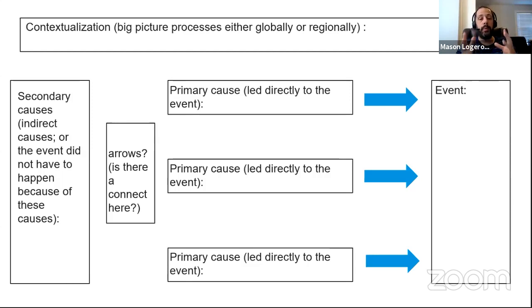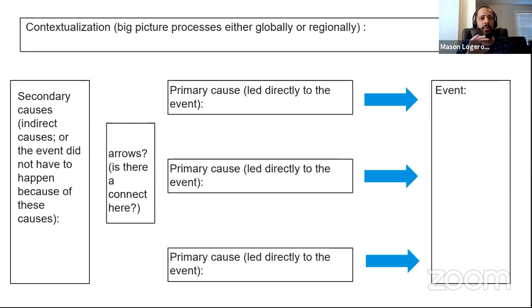Okay, below that, you have primary causes. Primary causes are the things that directly lead to the event. Primary cause happened, it caused the event. Notice there's an arrow. It is very obvious that A caused B. That's your primary cause. The primary cause happened and it immediately led to the event.